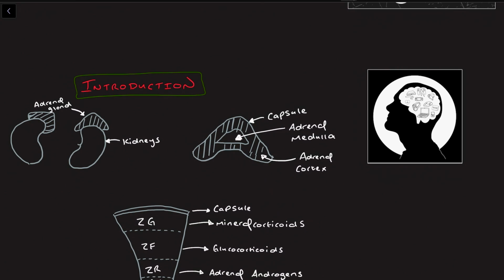So, above the kidneys, there are paired glands, also known as the suprarenal glands. The glands are surrounded by a dense connective tissue and have two concentric layers. These layers are the adrenal medulla and the adrenal cortex.